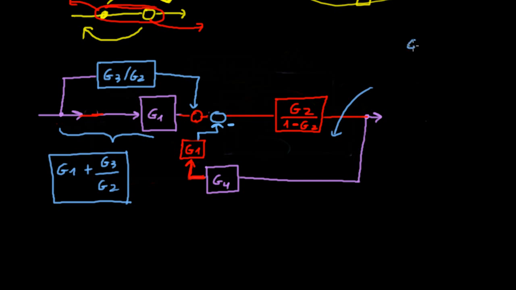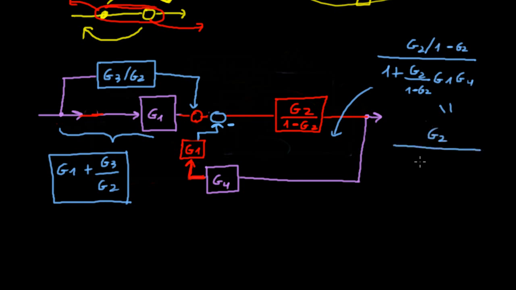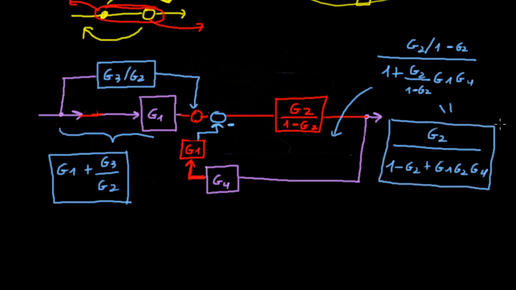So this is equal to G2 over 1 minus G2 over 1 plus the direct loop G2 over 1 minus G2 times G1 times G4. And if you multiply numerator and denominator by 1 minus G2, we get G2 over 1 minus G2 plus G1 G2 G4. This is the other part of the overall system.